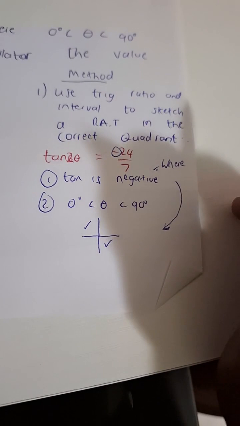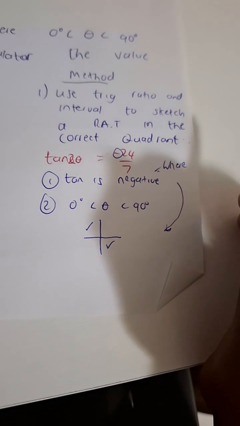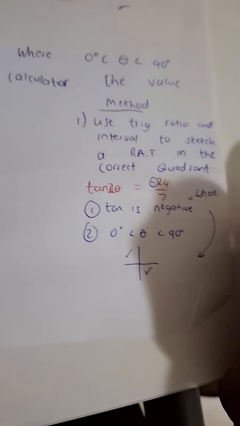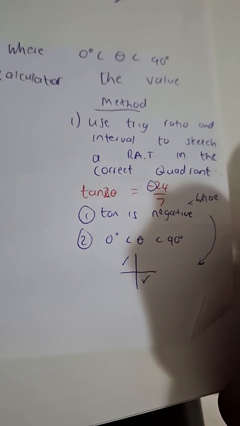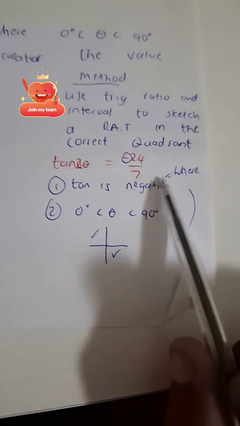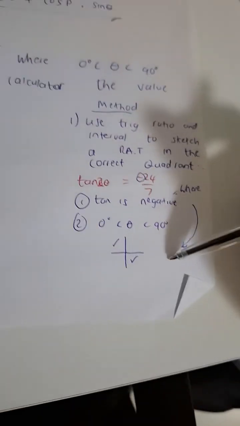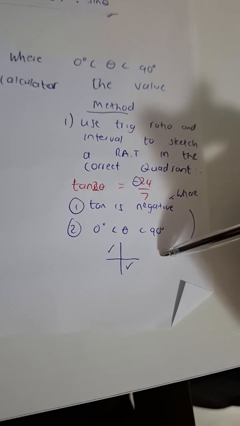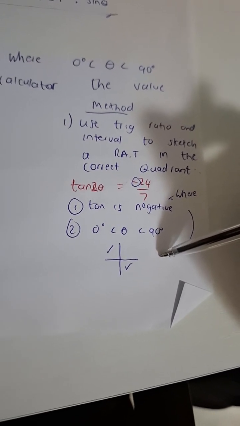Tan is negative in the second and the fourth, right? That much is true. I think there might be a slight problem with the question, because if tan is negative in the second and the fourth, then for them to have given us this particular interval makes no sense at all.